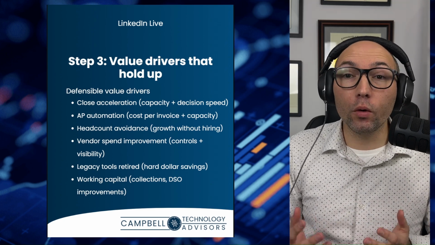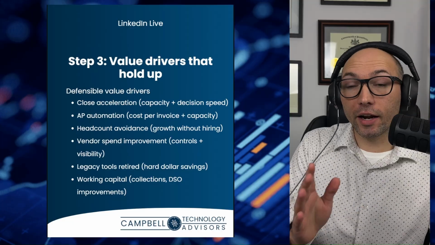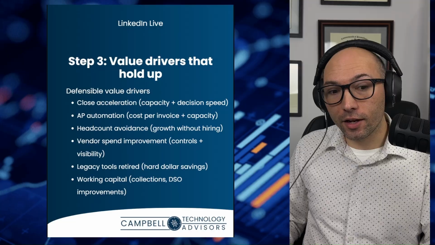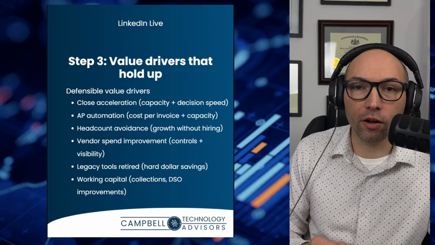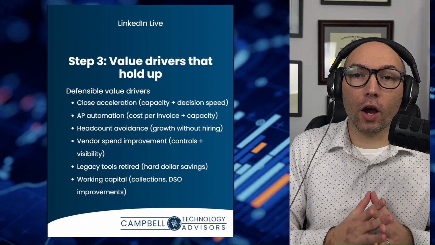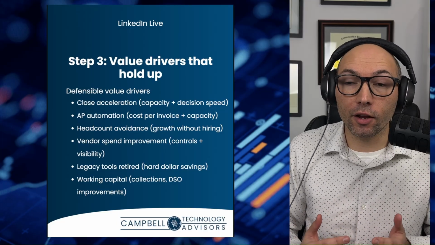So close acceleration. This is something we're going to talk about today in our model, and you're going to actually see it in practice. Close acceleration. This frees up capacity and improves decision making. If we can close the books faster, that's what it does. AP automation. This is going to reduce the cost of processing invoices, and it's going to free up staff's capacity.